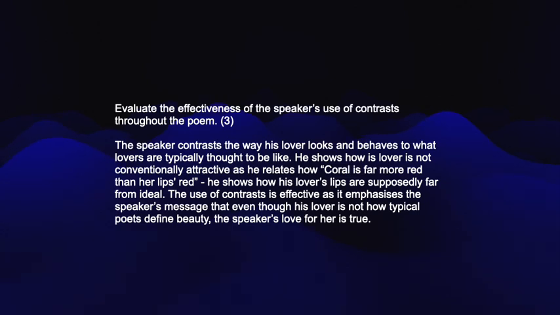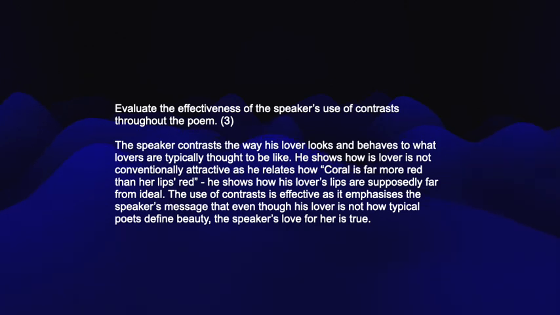Question 2. Evaluate the effectiveness of the speaker's use of contrast throughout the poem. The speaker contrasts the way his lover looks and behaves to what lovers are typically thought to be like. He shows how his lover is not conventionally attractive, as he relates how coral is far more red than her lips' red. He shows how his lover's lips are supposedly far from ideal. The use of contrast is effective as it emphasizes the speaker's message that even though his lover is not how typical poets define beauty, the speaker's love for her is true.